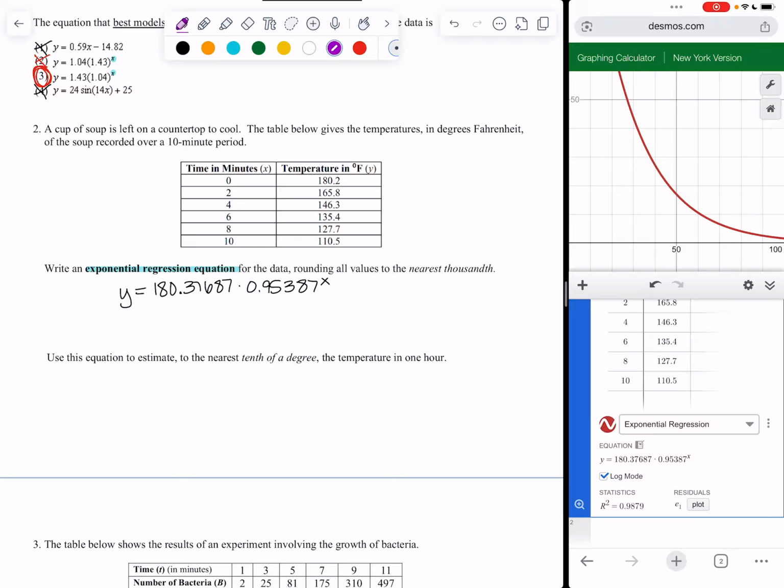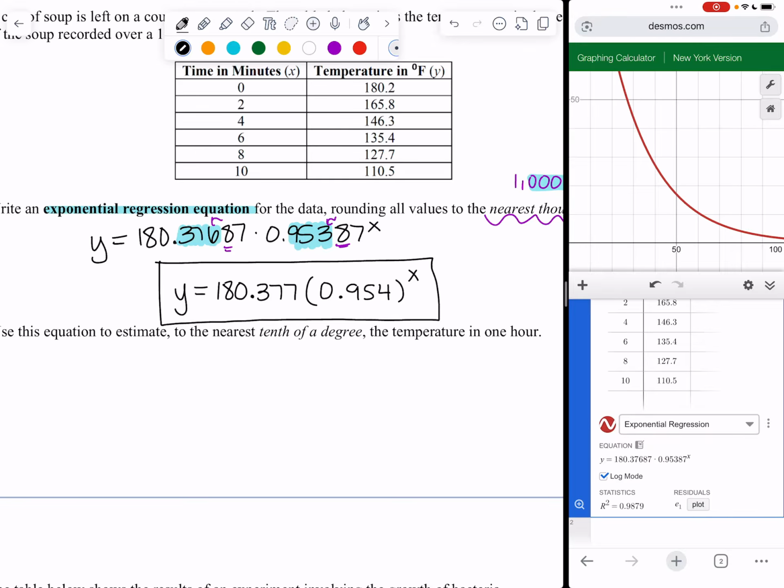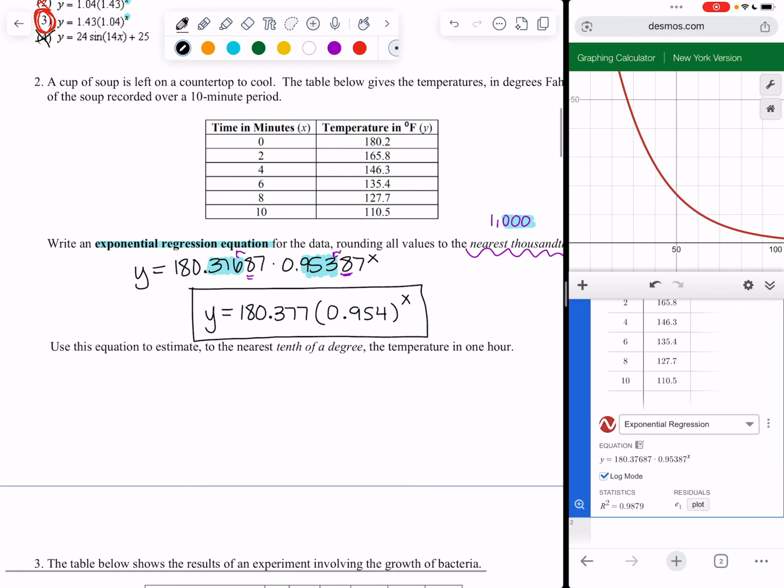And now it's asking me here to round to the nearest thousandth. So just to remember, 1,000 is a number that has 3 zeros. So I need to round 3 places after my decimal. That means I'm really looking to that 4th place. This is going to round up to a 7. This is going to round up to a 4. So my equation is y equals 180.377. I'm going to put parentheses around my base, times 0.954 to the x. So this is my regression equation that would best resemble the data in this table.